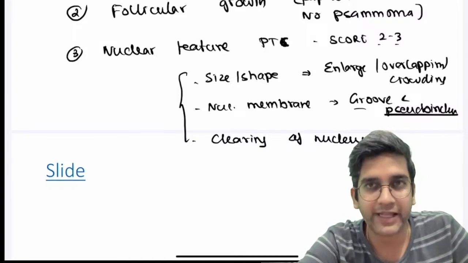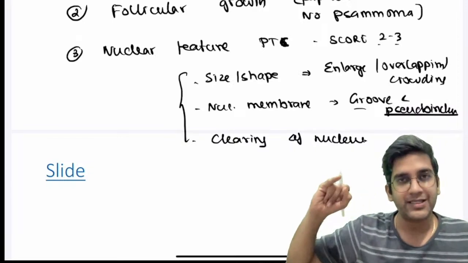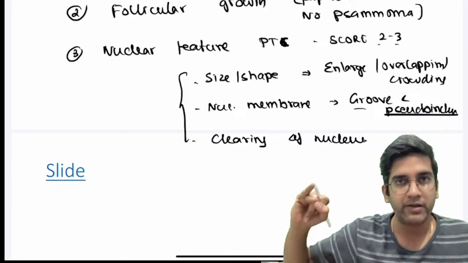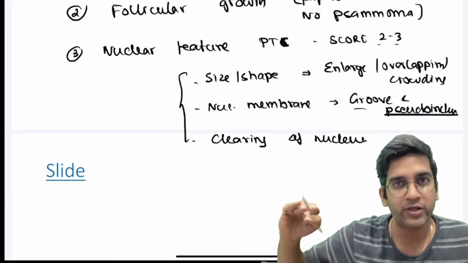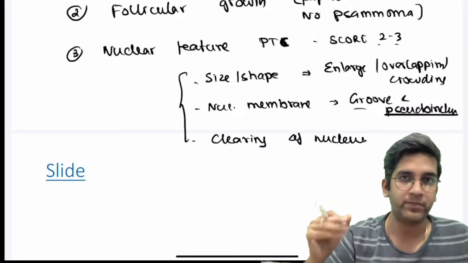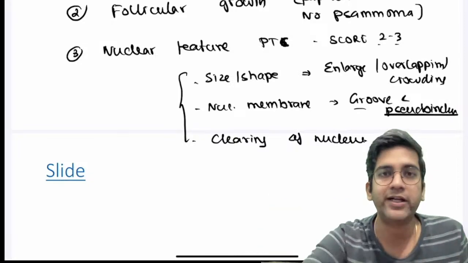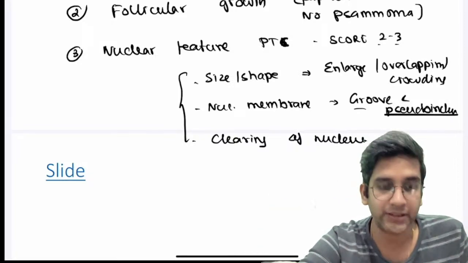Is that clear? Any doubt, do let me know. These are the 3 things I consider: size, shape, nuclear membrane irregularities, and the nuclear chromatin clearing. I should have in this 2 or 3. Minimum 2 is required. If it's only 1, it does not qualify into PTC, right? That's the third rule, right?